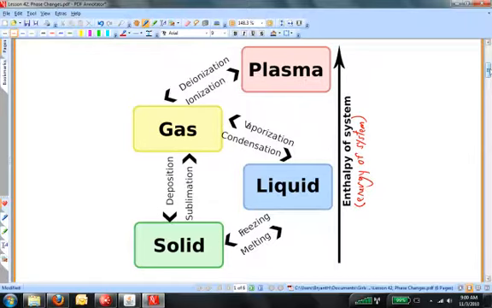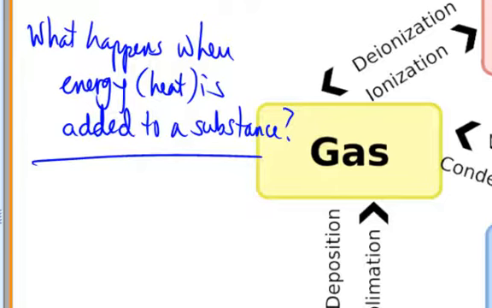So dry ice, solid carbon dioxide, will sublimate. It will go directly from a solid to gas without going through the liquid phase if it's at atmospheric pressure. And if it goes from gas to solid, it's called deposition. You also have a transition between the gas and plasma phase, ionization or deionization, but that's not something that you need to worry about. What you do need to think about is what's going on when heat or energy is added to the system.